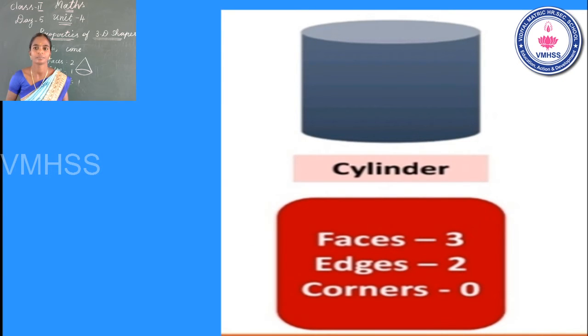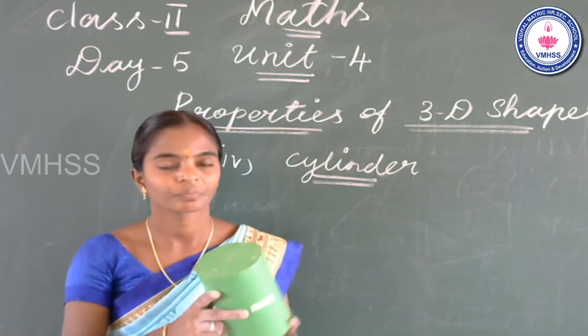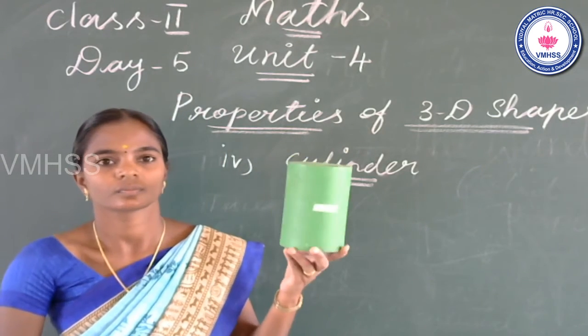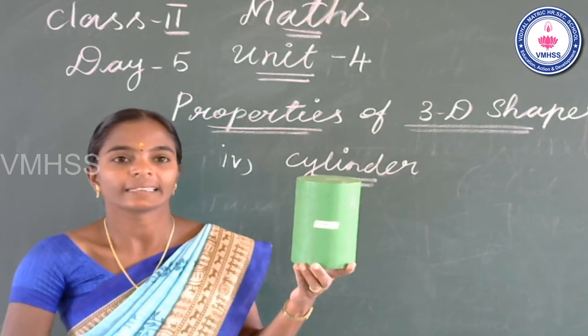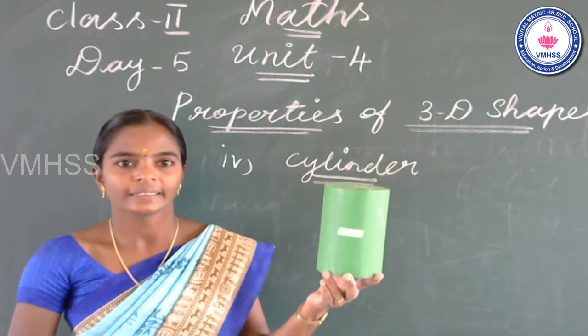What is the shape? Cylinder. Okay, the shape is cylinder. Students, listen. What is the shape? Cylinder. Okay, so this shape, cylinder.